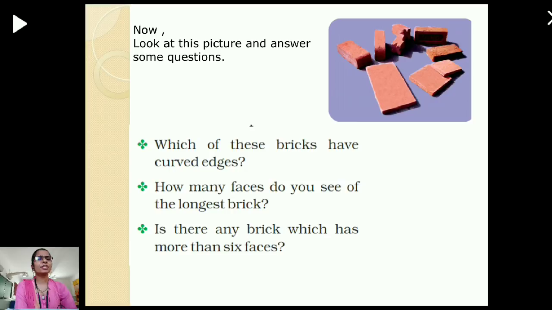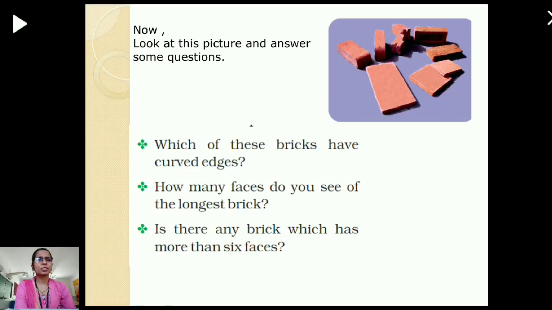Now you can see a picture here. Different types of bricks are shown. The curved bricks are there, our normal bricks are there, small bricks are there, big bricks are there, and a little bit thin bricks are there. Thin means the height is less, isn't it? But the length is longer, so longer bricks are also there.